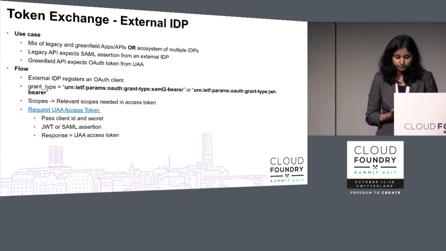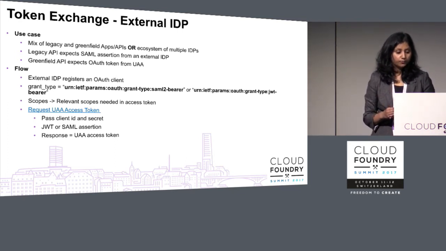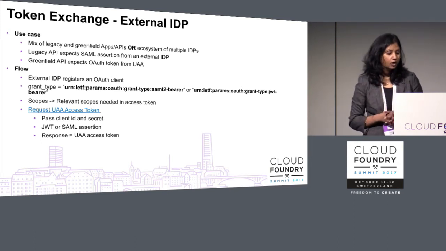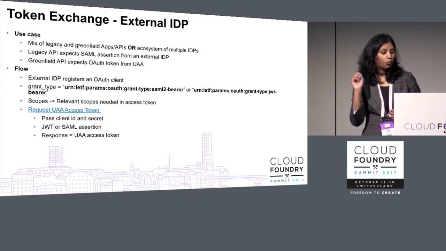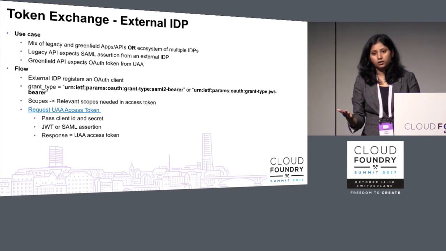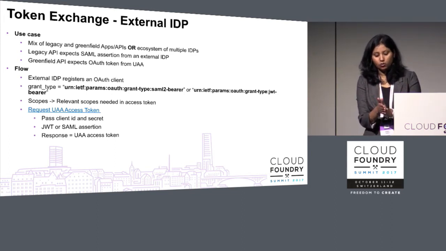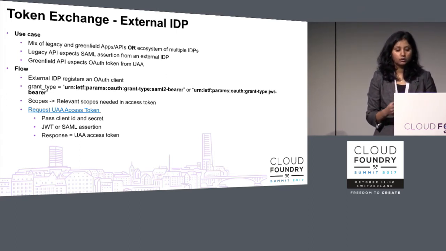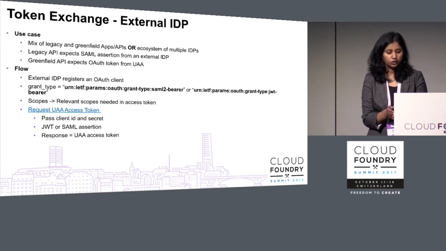Now, from a configuration perspective, if you want to do this exchange, you have to register a client. And the grant type should be SAML bearer or JWT bearer, depending on what you're trying to exchange. Scopes is an important aspect, because whatever you set in the scopes is what will end up in the token. So like any other thing in UAA token-wise, what ends up in the token is an intersection of the user's permissions and the client's permissions. So with respect to token exchange also, the final token that is generated is an intersection of what was in the original SAML assertion, what were the permissions in there, and then what the client is allowed to do.